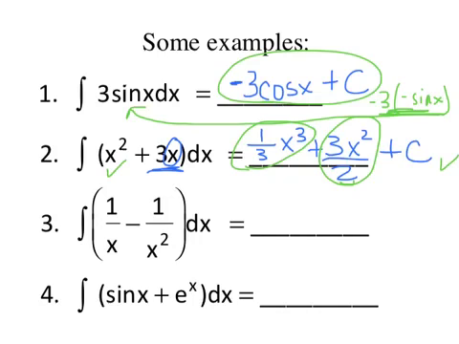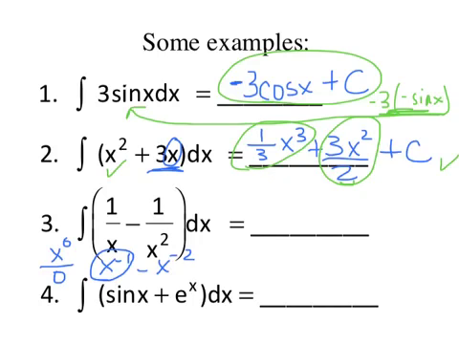The next one, I'm going to think of this as x to the minus 1 minus x to the minus 2. Now, when I try to integrate this with the power rule, I run into a problem. Because when I raise that by 1, that's not a problem. X to the 0 is 1, but dividing by that new number, oops, I can't divide by 0.